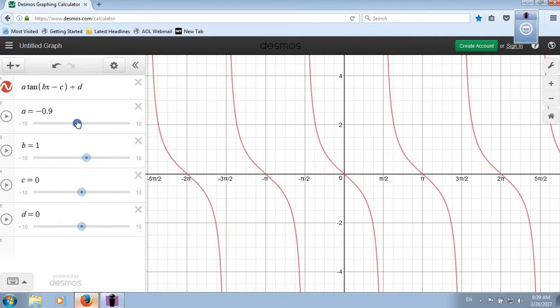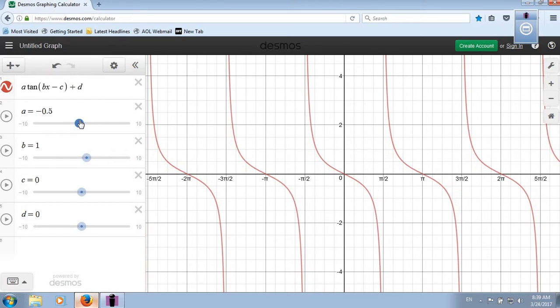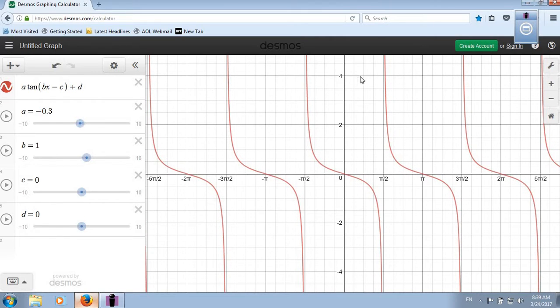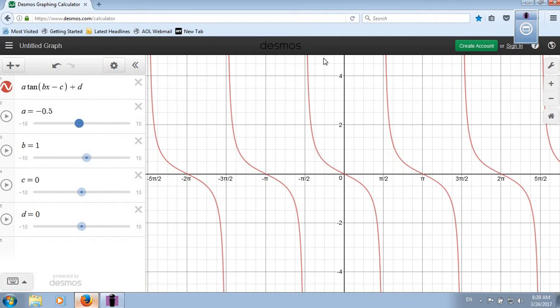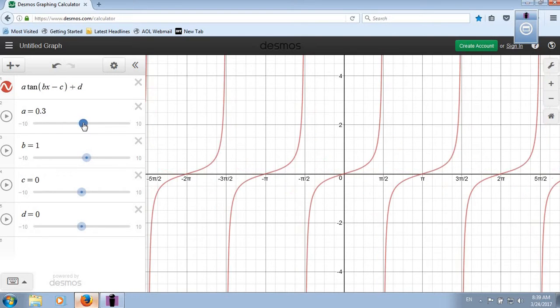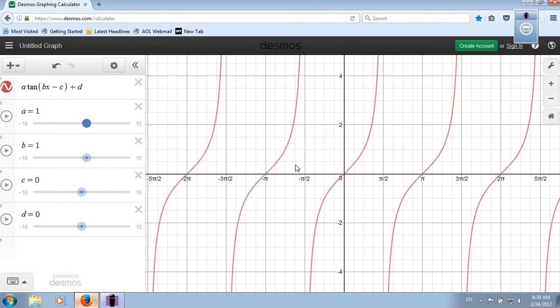And if I change A to negative, of course, the direction changes. If A is positive, the approach is from negative infinity through 0 and all the way up to positive infinity. But if A is negative, then it goes from positive infinity down through 0 and down to negative infinity. So now let's keep A at 1.